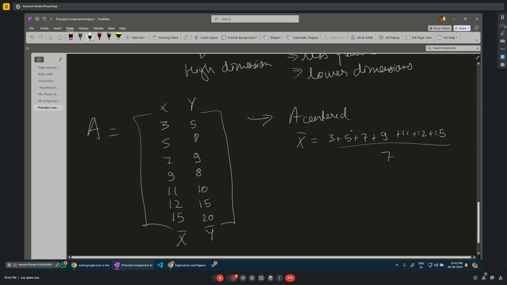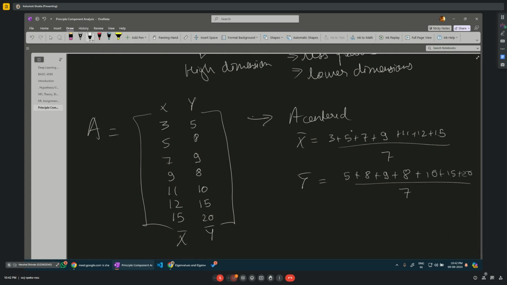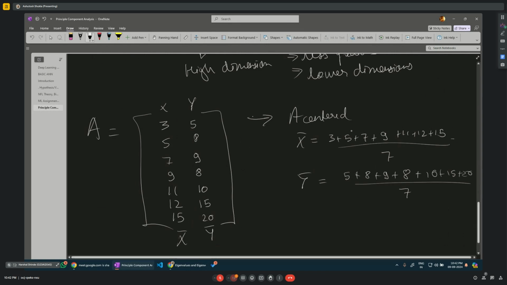So divide by 7. And similarly, Y bar will be equal to 5 plus 8 plus 9 plus 8 plus 10 plus 15 plus 20 divided by 7. Same number of points, right? So can somebody calculate this quickly? 3 and 5, 8 and 7, 15 plus 9, 24, 35, 47 and 50, 62. 62 by 7. This is 62 by 7. And what would that be?